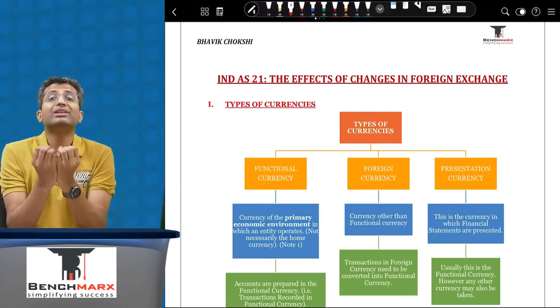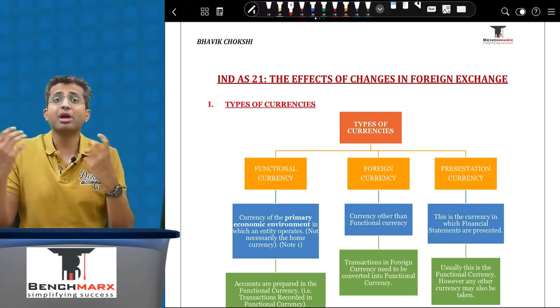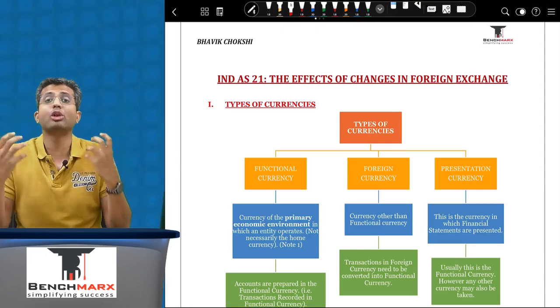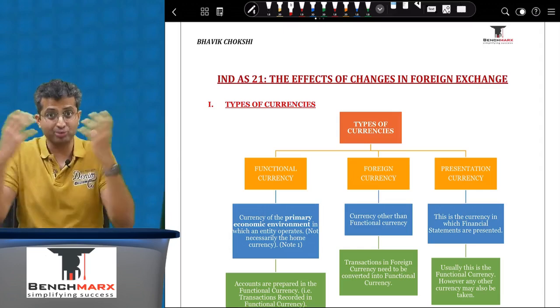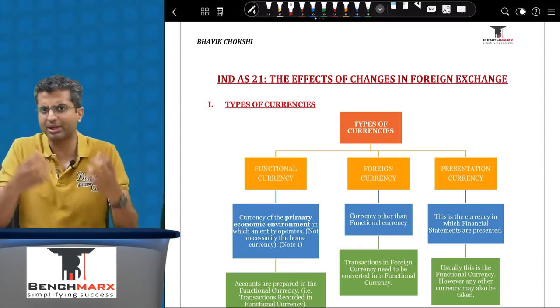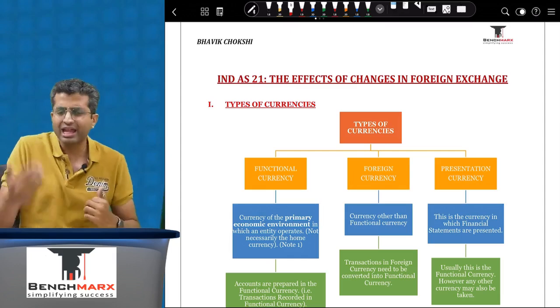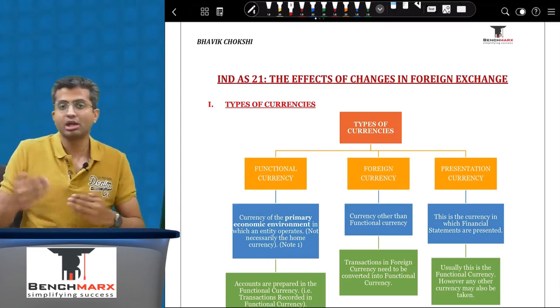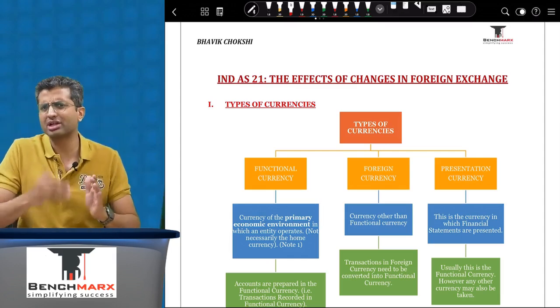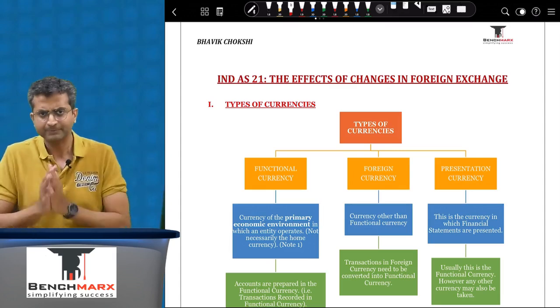It matters which is the primary economic environment in which you operate. As you would be aware by now, this is subject to a high degree of subjectivity and can change depending on the facts of the case, depending on what the management views as the primary economic environment. And hence, questions directly on identifying functional currency are relatively rare, though the concept of functional currency is quite wonderful.